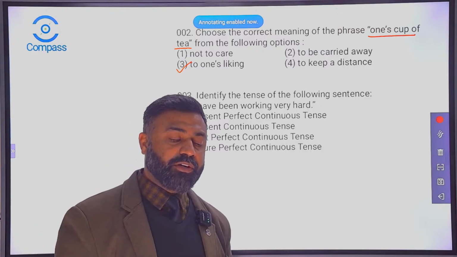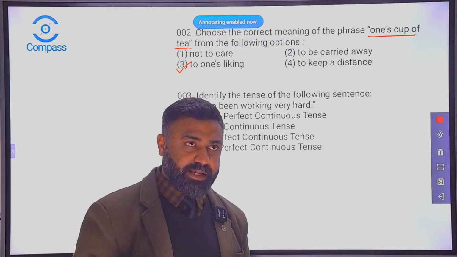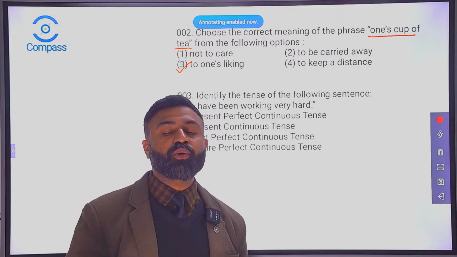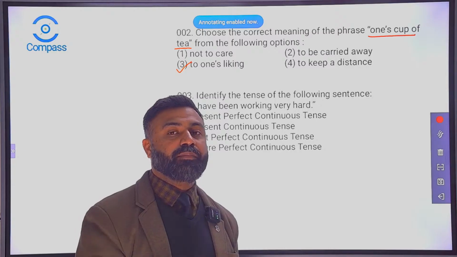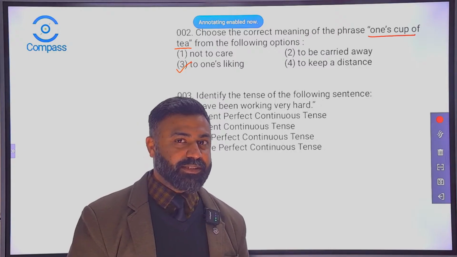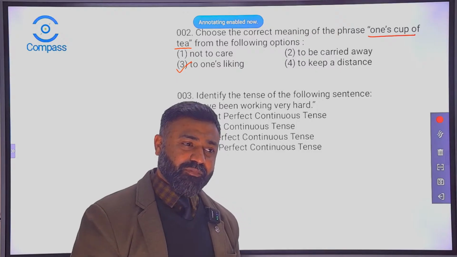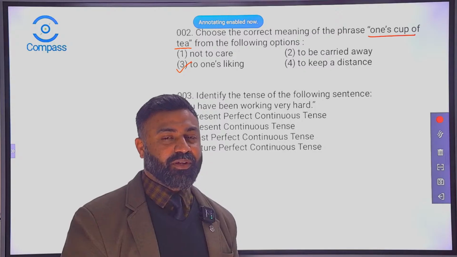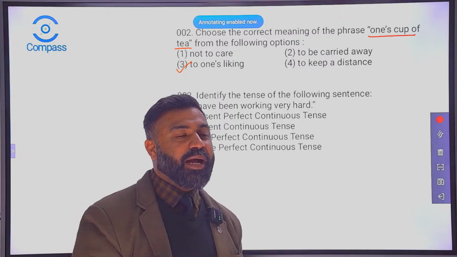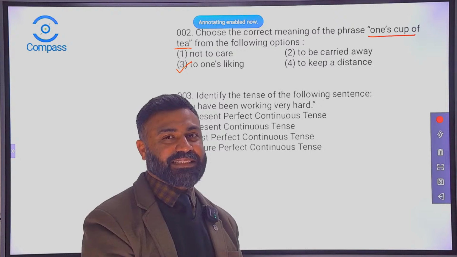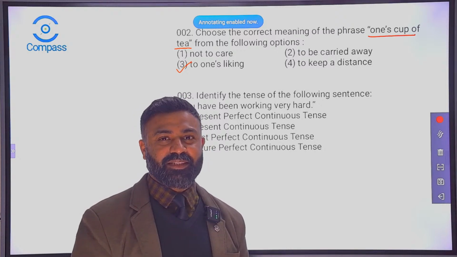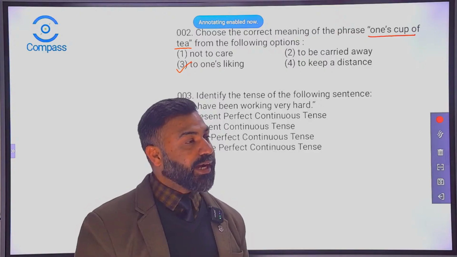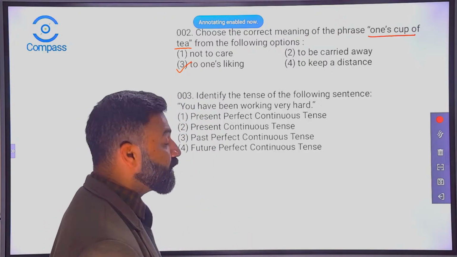Now you must have heard of people saying, when they say no to something, they say this is not my cup of tea, isn't it? All right, what are they saying? That's not my taste. I'm not the person who takes it or does it. Similarly, one's cup of tea means to one's liking.